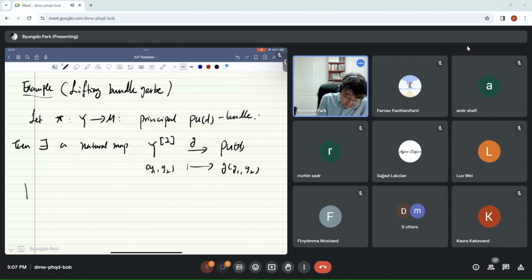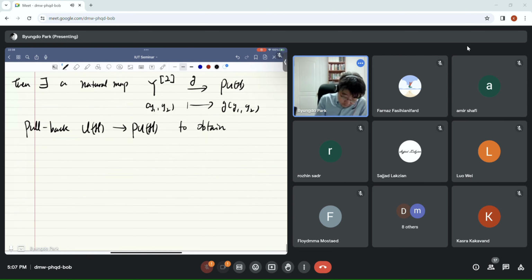So pull back this on the top of P to obtain... So basically, some L, which is obtained as the pullback of this U1 fibration here.